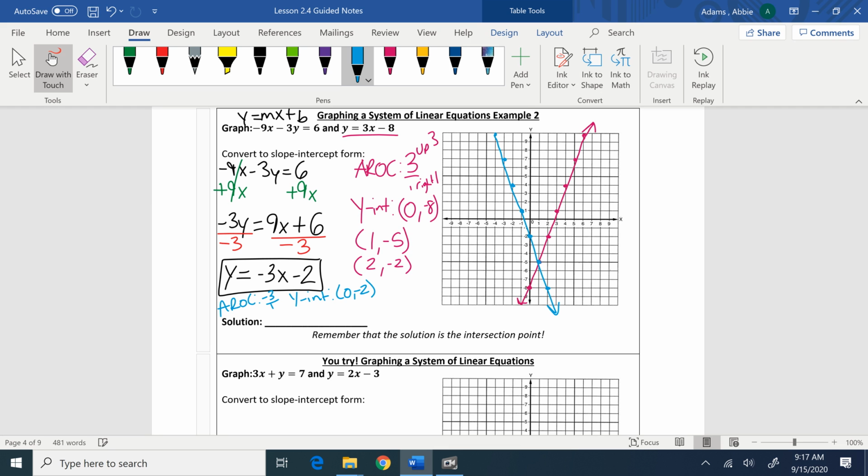Graph my line. And remember, the solution of the system of equations is where the two lines intersect. So in this case, we have an intersection point at 1, negative 5. So our solution is 1, negative 5.